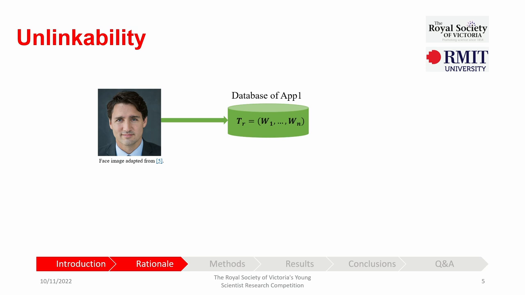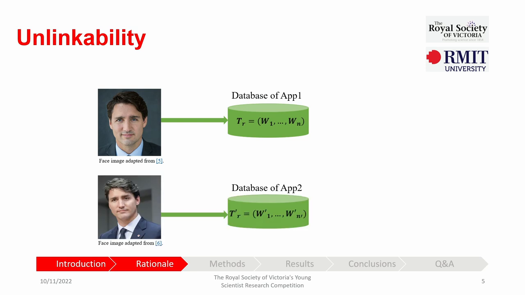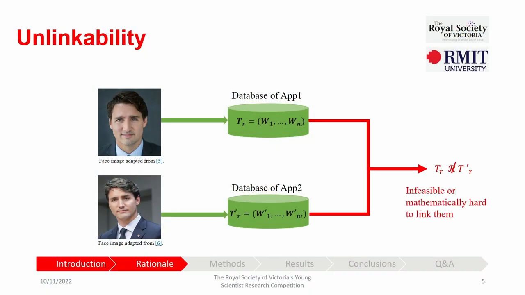Unlinkability makes sure that if a user uses the same biometric characteristic to be enrolled in multiple applications, we cannot link the templates of the user among different applications to each other. This is not very difficult to imagine because we have limited number of biometric samples. So if a user is enrolled in two different applications using his face image, it should be mathematically hard to link or relate his templates.